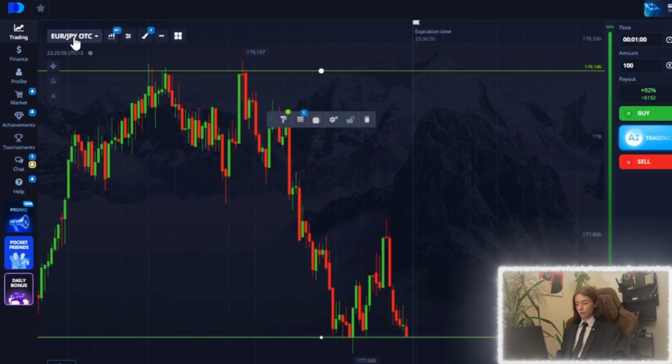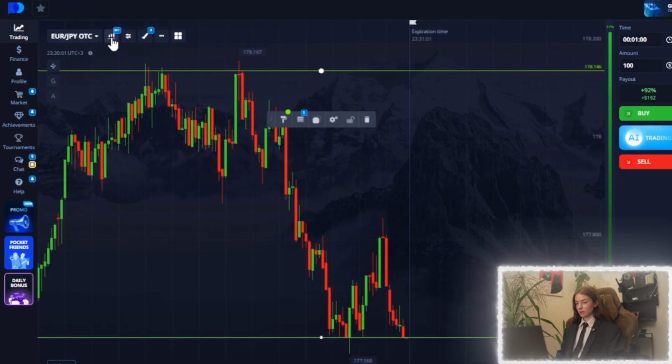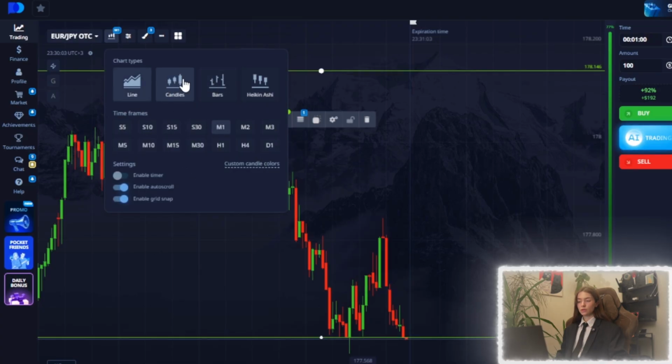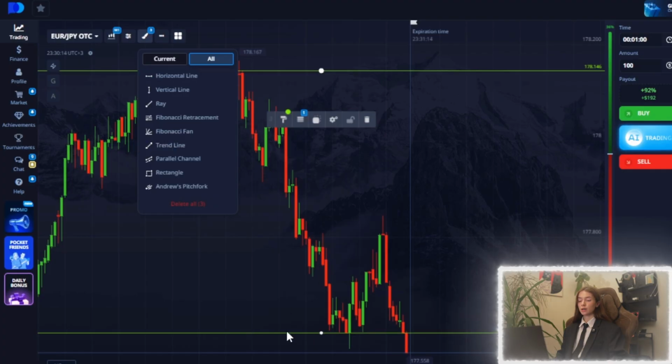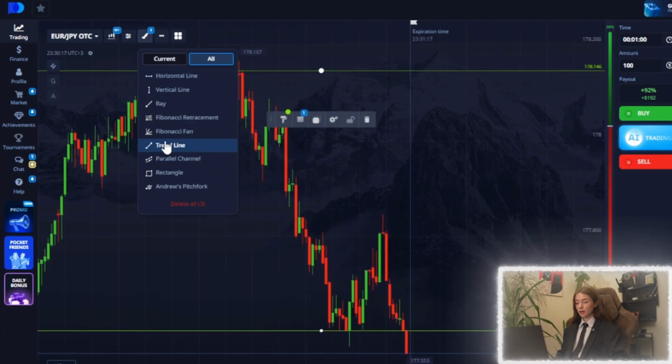A bit about the interface. Here we select the currency pair. Here we select the time frames. You can also choose the chart type, but we use candlesticks because they are the most informative. Here are the drawing tools, the horizontal line we use to mark support levels, the trend line and others. You can experiment with these tools as well. In other words, you work with a clean chart.